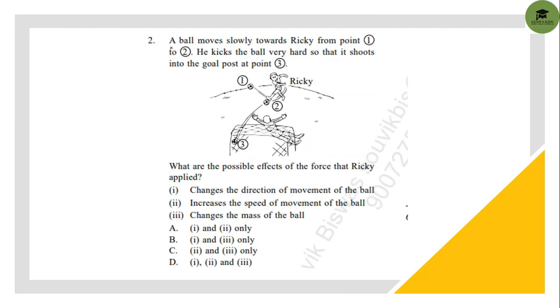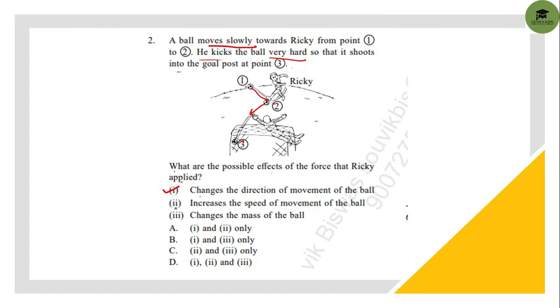Next question: a ball moves slowly towards Ricky from point 1 to point 2. He kicks the ball very hard so that it shoots into the goal post at point 3. What are the possible effects of the force that Ricky applied? First, it changes the direction of movement of the ball. Yes, the ball is moving this way and he kicked this way, so he changed the direction of the movement of the ball. So option 1 is correct.